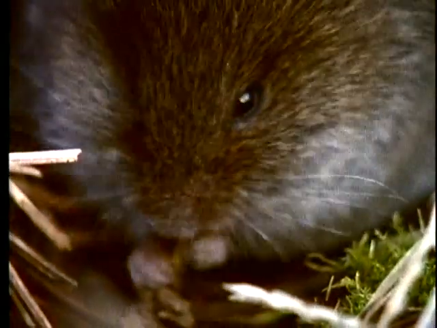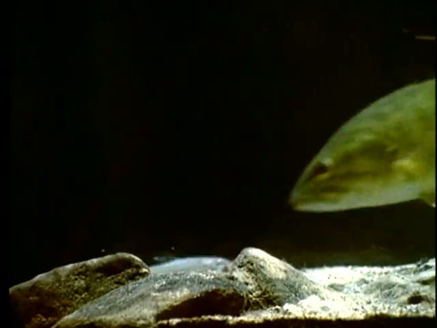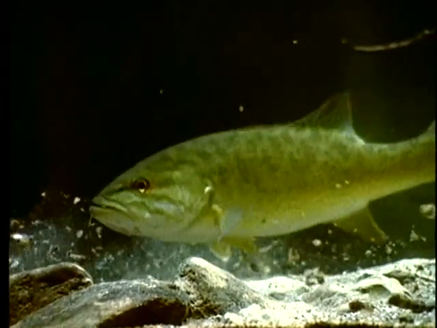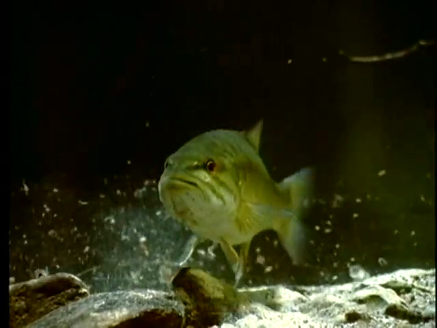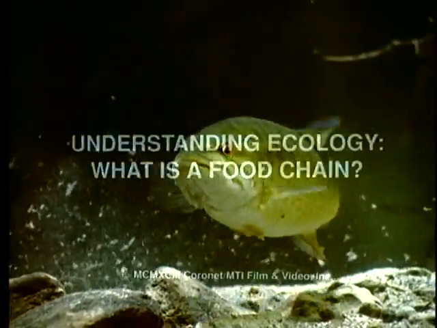Every animal that eats a plant is part of this transfer. Every time one animal eats another, the chain continues. This transfer of energy and nutrients among living things is called a food chain.